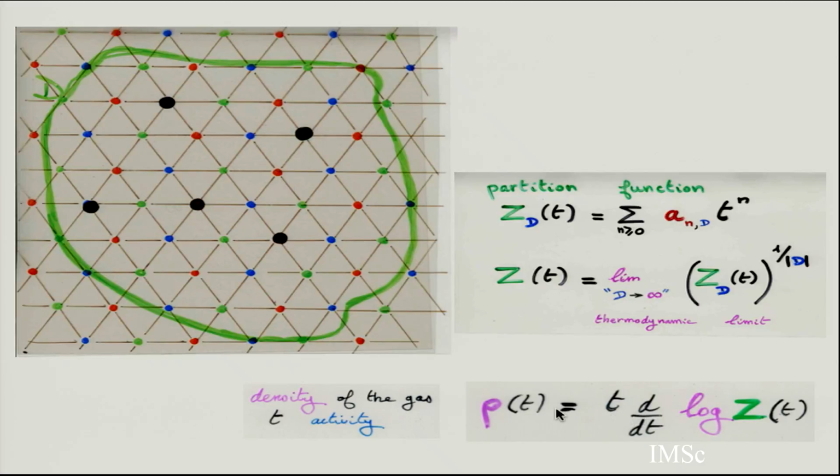Yes, Amri? What is the interpretation of fugacity in terms of combinatorics? For me, it's a formal variable. What is it? T is a formal variable. What does it mean to say fugacity is equal to 11.1? Okay, so you specify the density.